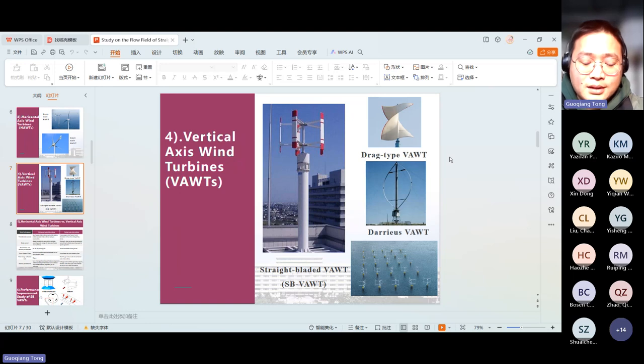However, this does not mean vertical axis wind turbines are less available than horizontal axis wind turbines for application. A recent study has shown that wind farms with straight-bladed vertical axis wind turbines are more economical than wind farms with horizontal axis wind turbines.